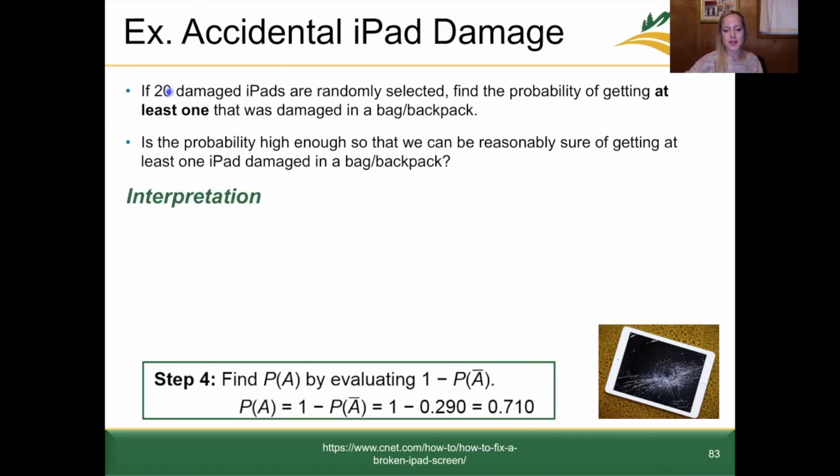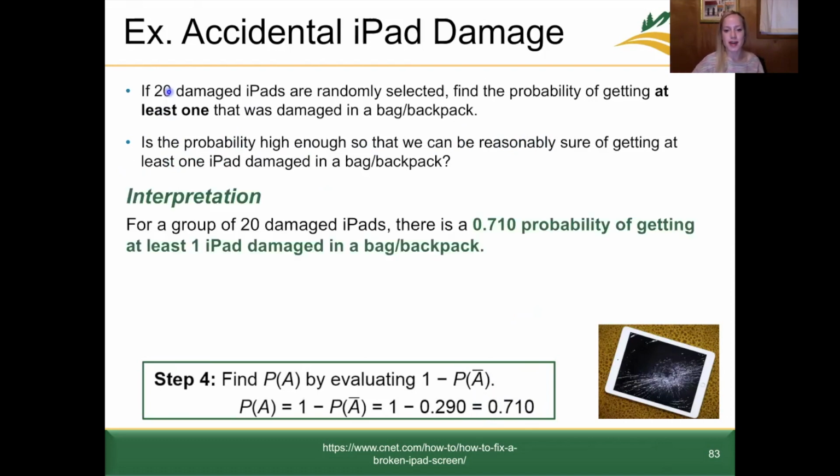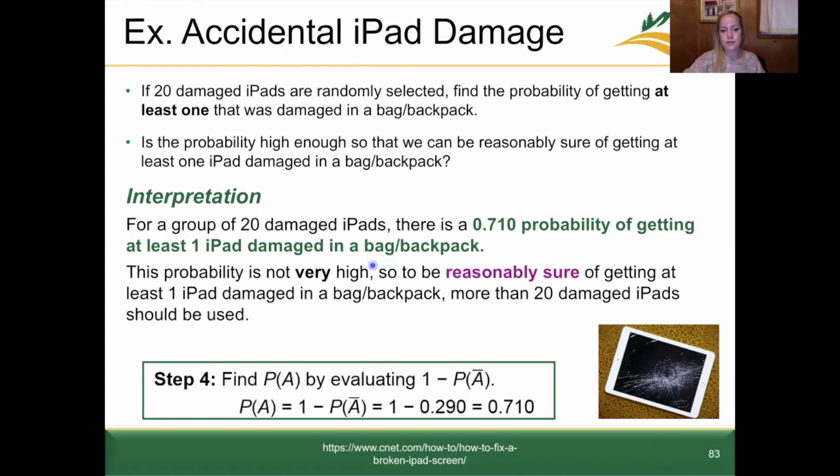Well, let's talk about the interpretation. So for a group of 20 damaged iPads, there's a 0.710 probability of getting at least one iPad damaged in a bag or a backpack. Remember, on our spectrum of probabilities, we can go from 0 to 1. Well, 0.710 is high, but it's not very high. It's not above 0.9, it's not above 0.95. So because this probability is not very high, you'd have to know more specifics on what very high is considered. But here, 0.710, it's not even close to 0.9, it's not really close to 1.